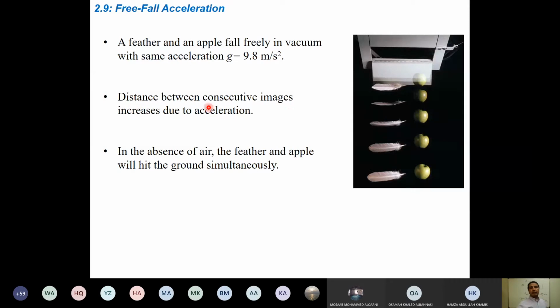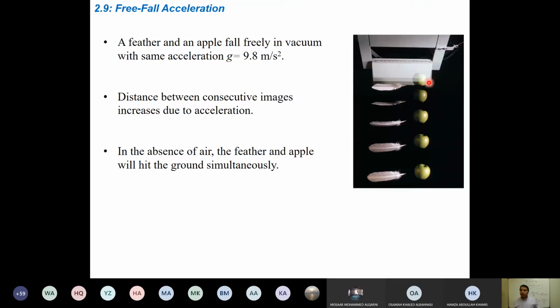Now, in this diagram, you see a feather and an apple. Ideally, our mind will perceive this information such that if I release an apple and a feather, both of them fall, but the apple may hit the ground first and the feather will hit the ground later. That's what our mind is telling us, because our daily life observation involves the influence of air. And if we do it at home, yes, that will be the situation.